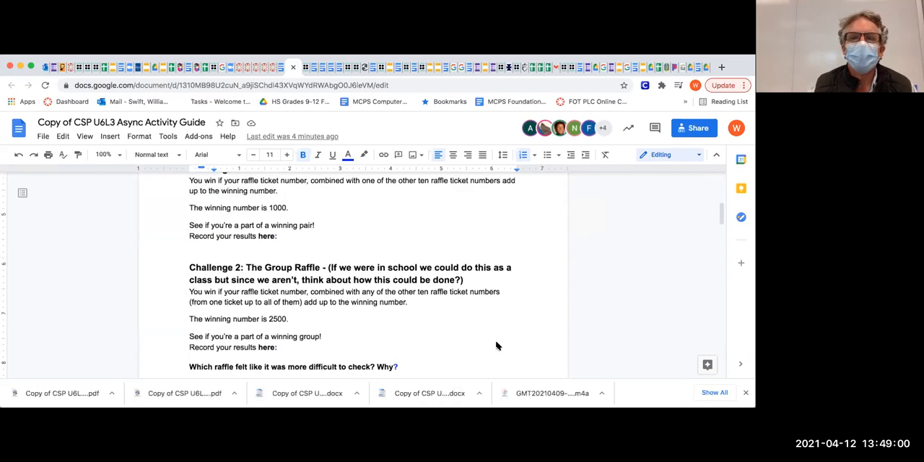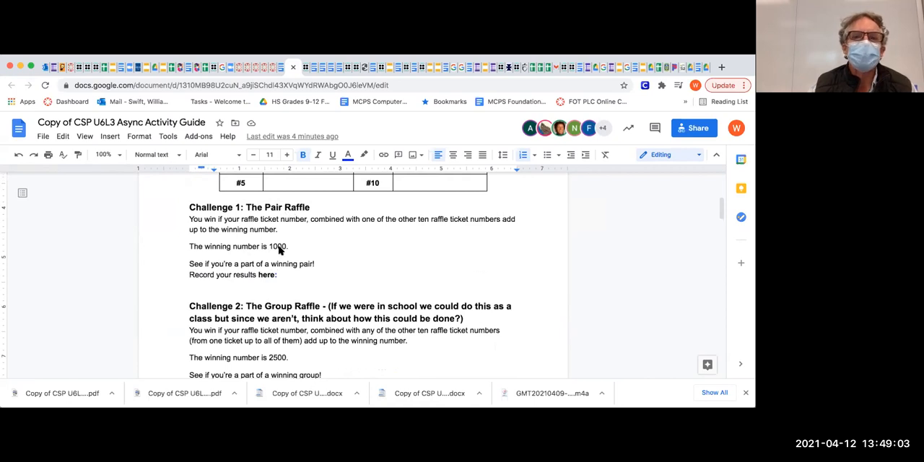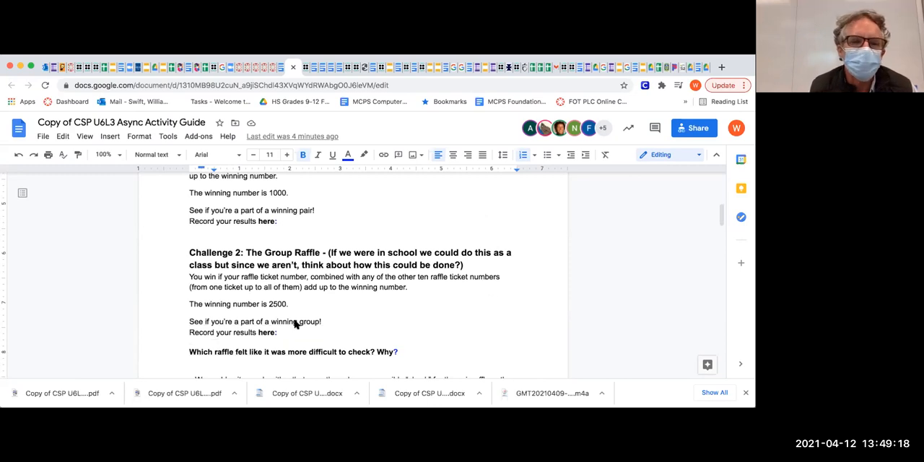Think about this. In the first raffle, we had 1,000 numbers to go through, and all we had to do was find 2 tickets that could make that number. Think of how many things we'd have to check to do that. In the group raffle, I have 2,500 numbers, and I have 11 different tickets per person that I can make a combination out of to try and win my raffle. So I am going to have to check a whole lot more combinations of tickets doing the group raffle than I am with the individual.